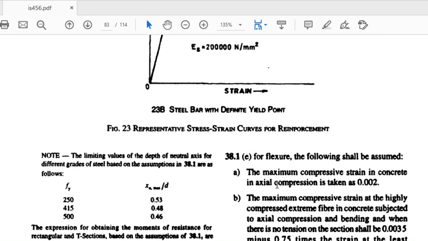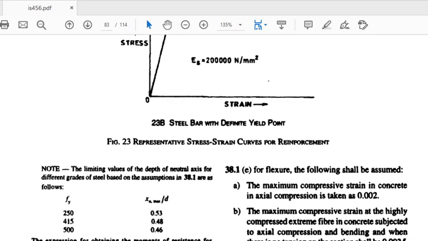This is mainly asked in many of your PSC examinations, UPSC examinations, other central government examinations and many interviews. So the maximum compressive strain in axial compression is taken as 0.002, and in bending it is taken as 0.0035. Now, the maximum compressive strain at the highest compressed fiber, with no tension, shall be 0.0035 minus 0.75 times the strain at the least compressed extreme fiber. This is another condition, in addition to the other clauses.